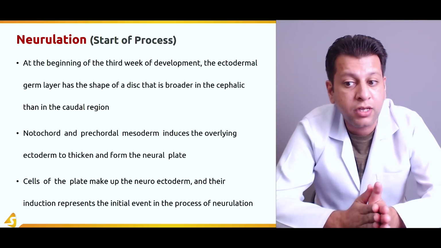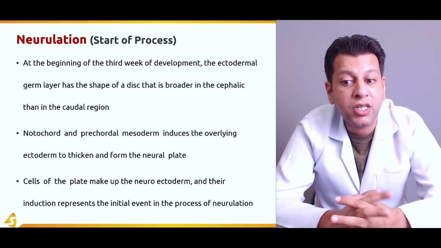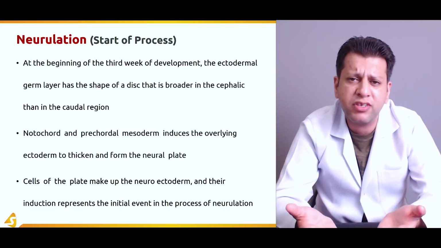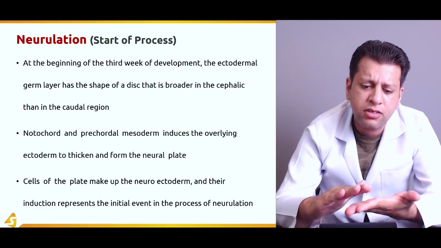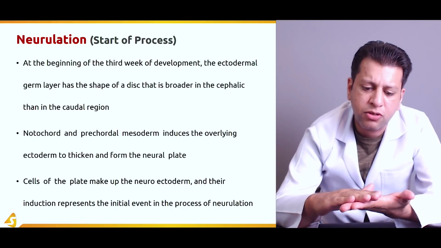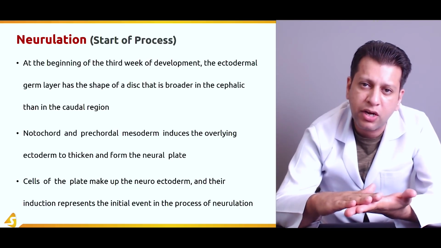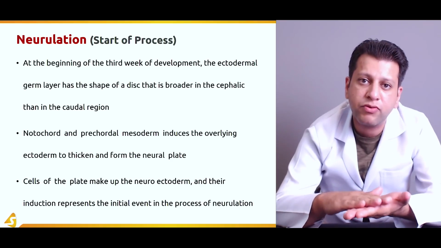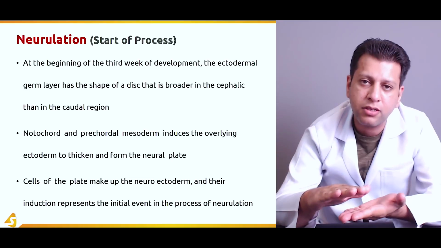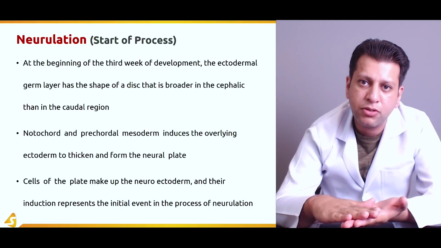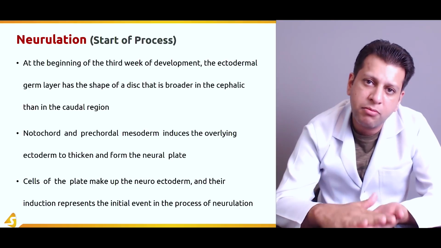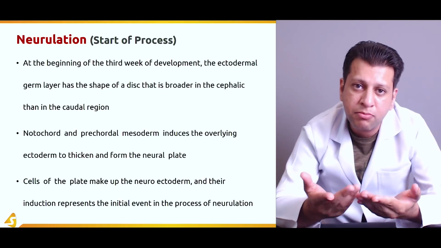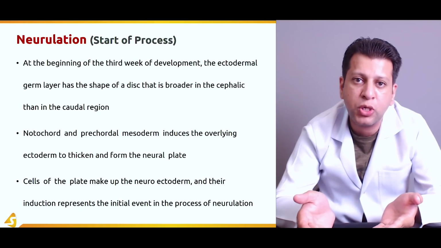At exactly the third week, the ectodermal germ layer has the shape of a disc that is broader in the cephalic than in the caudal region. I've already discussed in the previous lecture that initially it's a bilaminar disc. There are two layers, epiblast and hypoblast, sandwiched together. Gradually the epiblast starts to divide, and eventually this leads to formation of the trilaminar disc. There's ectoderm on the top, there is mesoderm, and then there's endoderm. Endoderm is forming the roof of the yolk sac, while ectoderm is aligned with the amniotic cavity.